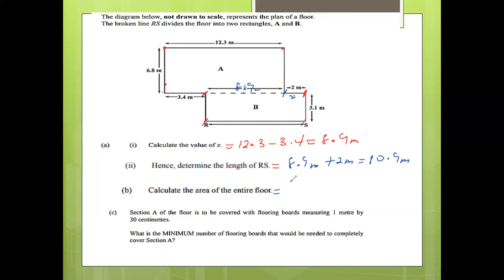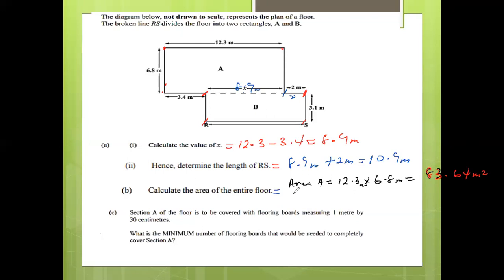So area A, 12.3 times 6.8 meter, right? Now, when we work it out, what do we get for area A? 83.64 meters square. 83 point what? 64 meters square. All right. So let's look at area B.